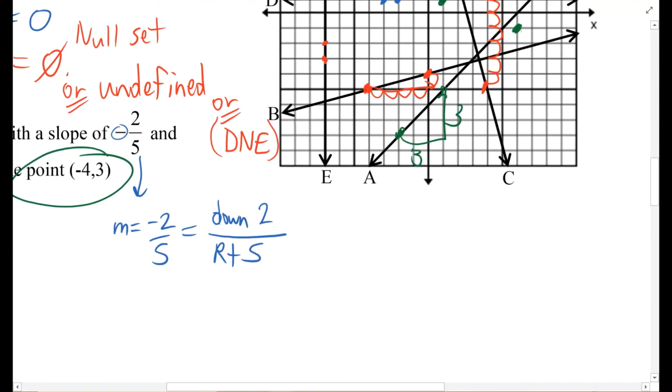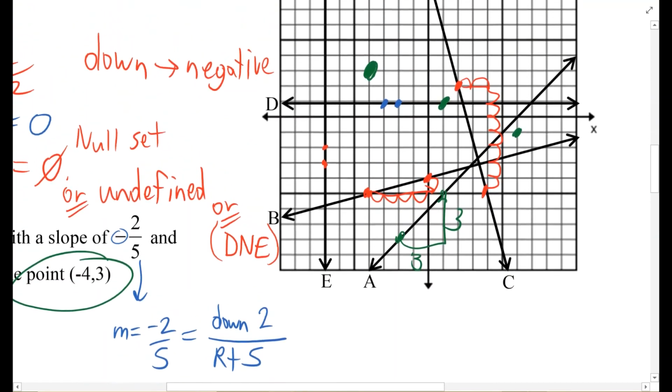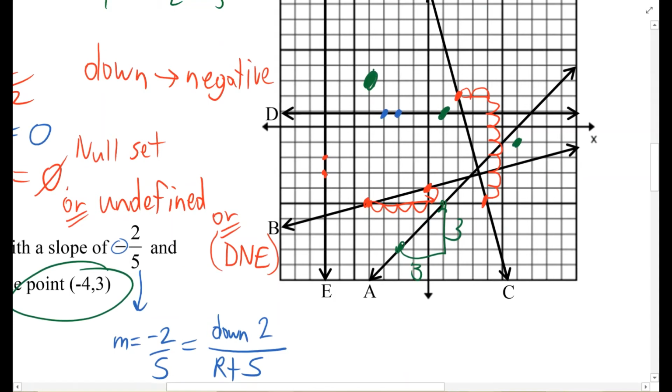But notice, remember how I said I could also write my negative sign down below. And so I'd be counting the opposite direction. The +2 tells me to count up. Positives count up, so you count up 2. -5 tells me to count left 5. So from my original point, I will count up 2, left 5, 1, 2, 3, 4, 5. And there is the next spot on my line.